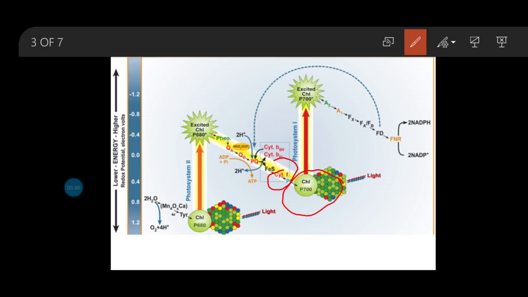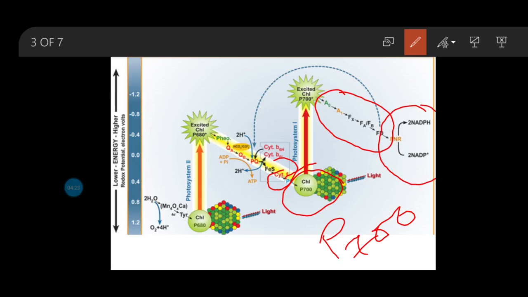Now P700 is photosystem 1, and in this photosystem the central chlorophyll molecule can absorb light with a wavelength of 700 nanometer, and for that reason that reaction center is known as P700. So the PS1 reaction center is known as P700. After the electron reaches P700, light again falls on P700 and it gets excited. After its excitation, the energy is released and it is used to reduce NADP+. So it is a non-cyclic photophosphorylation.